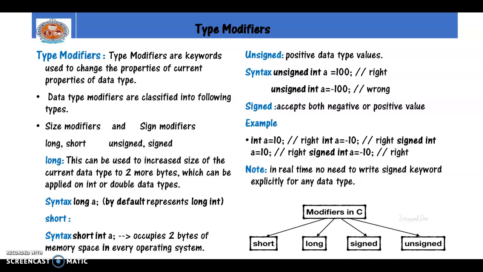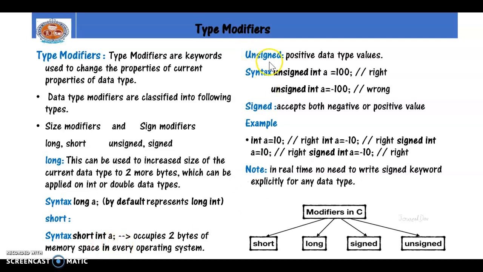Generally int will occupy 2 bytes. If you use long int, it will occupy 4 bytes of memory. Then coming to short, it will allow you to allocate a fixed size of memory, right? As we are discussing, different compilers will take different amounts of memory. Short will allow you to fix some fixed amount of memory, right? So if you use short int a, it will generally occupy 2 bytes of memory irrespective of your compiler.